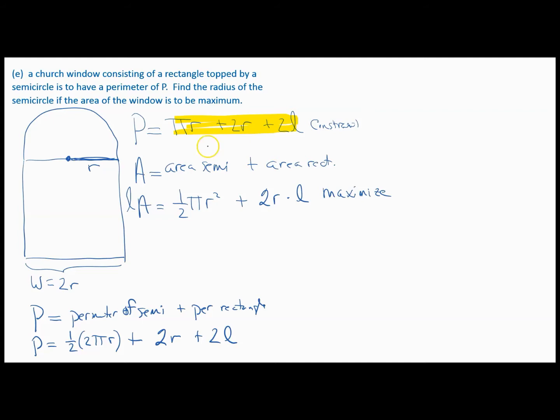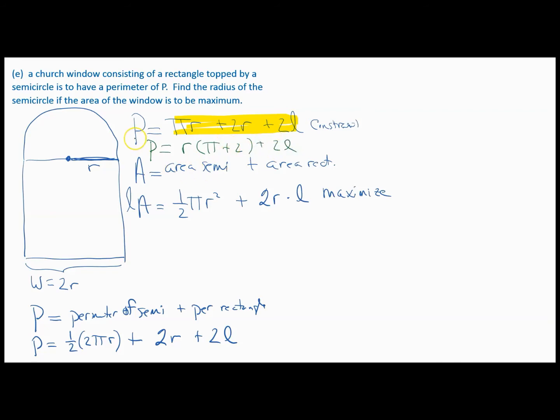It really doesn't matter which one you solve it for. I tend to want to solve for the simpler one, the L right here. So to do that, what we might want to do is write R. You could factor out an R there. So that will give you P is equal to R times (pi plus 2) plus 2L.